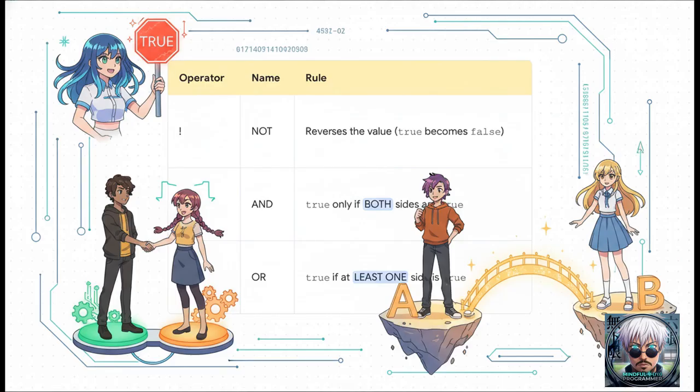Simple. Then there's and, the double ampersand. It's very strict. It only gives you a true if the conditions on both sides of it are true. And finally, we've got or, the two vertical bars. It's much more relaxed. It'll give you a true if at least one of the conditions is true.